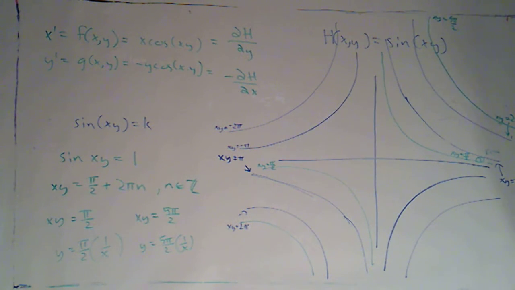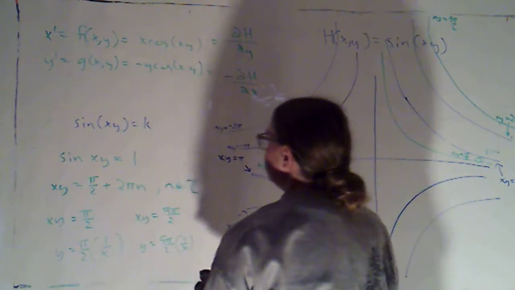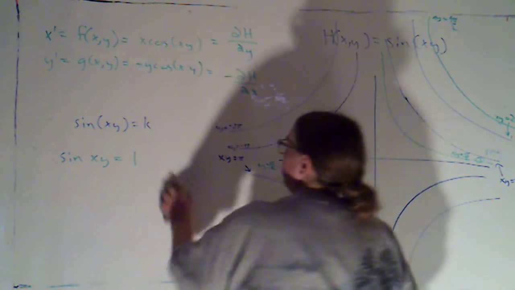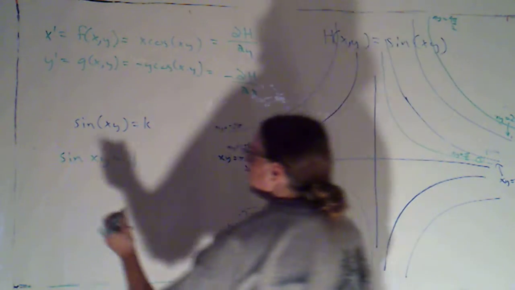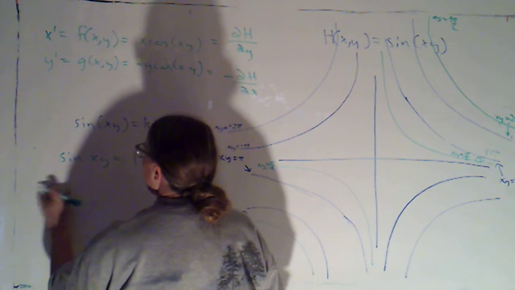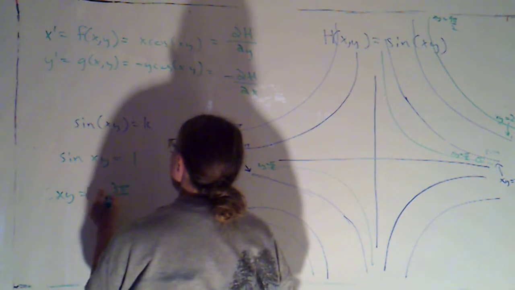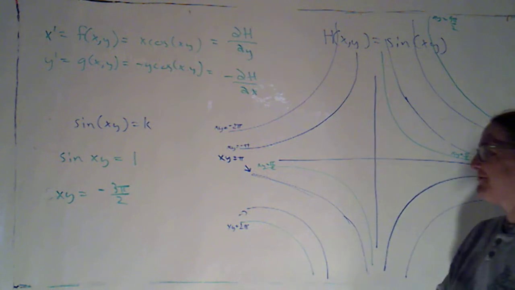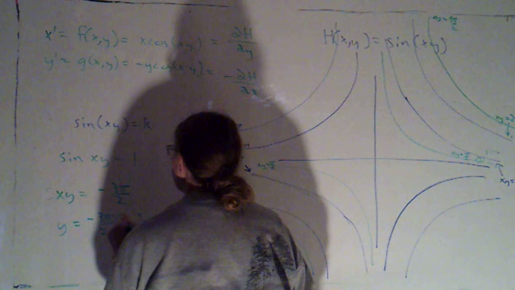Okay. Now, if I were to take a look at negative values of that. So if I take a look at xy equals -3 pi over 2. Okay. So that would be subtracting 2 pi from pi over 2. I'm going to get that y is -3 pi over 2 times 1 over x.